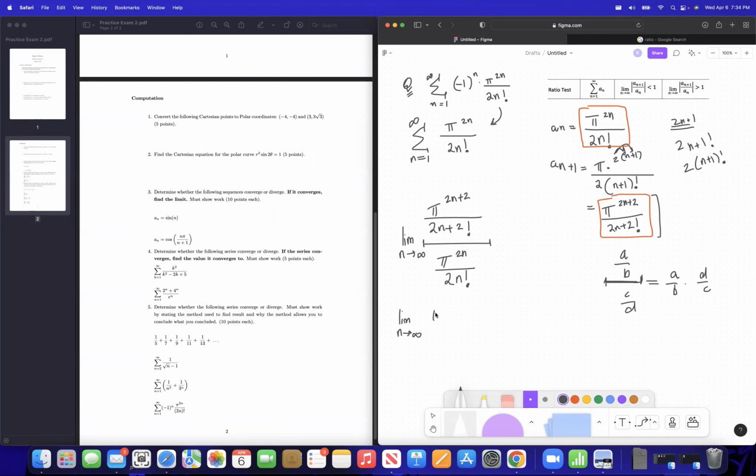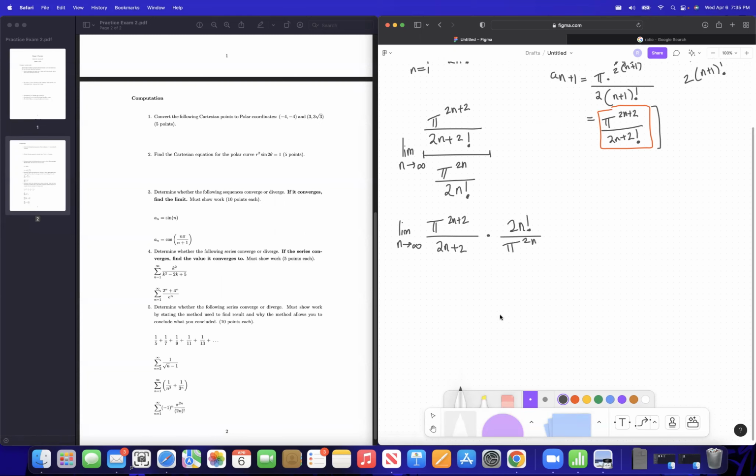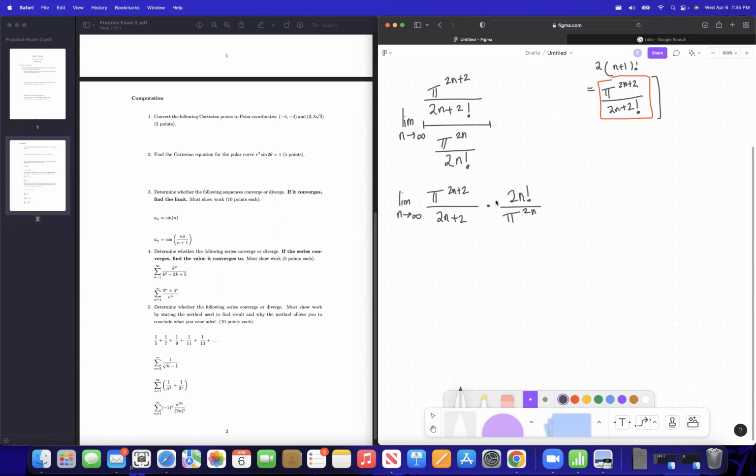We're going to multiply by the reciprocal. So we're going to have pi 2n plus 2, right? Over, so we're keeping the top guy essentially the same, virtually untouched, by merit of this formula that I just talked about, multiplying by the reciprocal. And then we multiply by the reciprocal here. So the reciprocal is 2n divided by pi to the 2n. So this is kind of what we want to take the limit of.